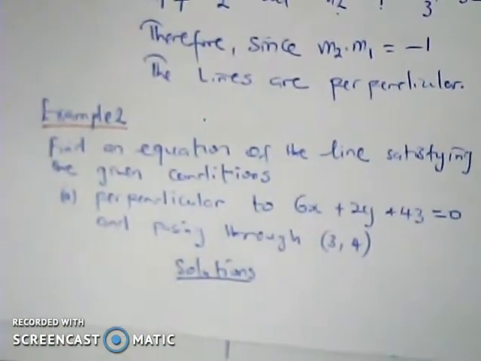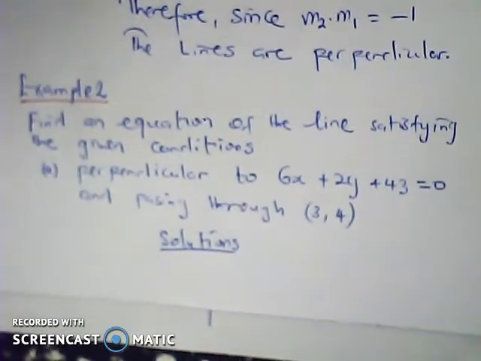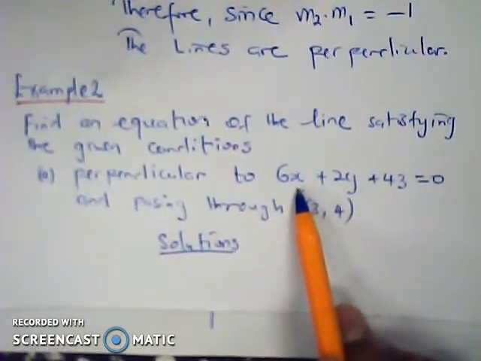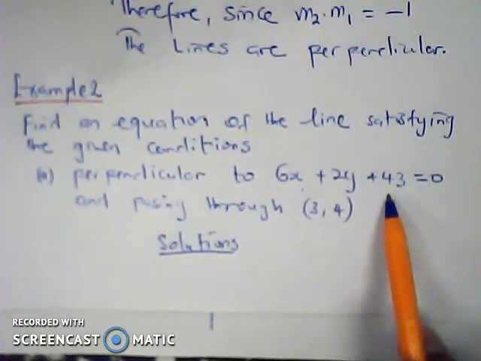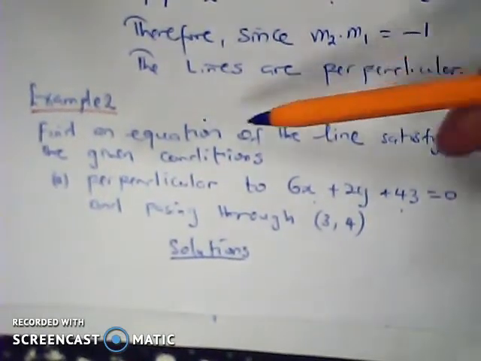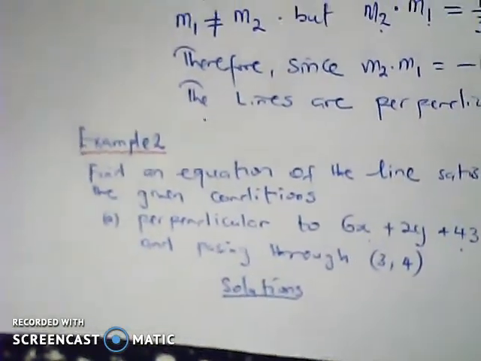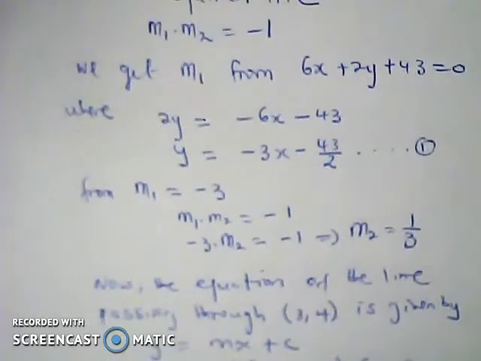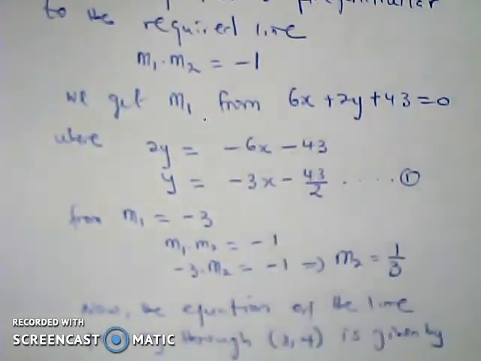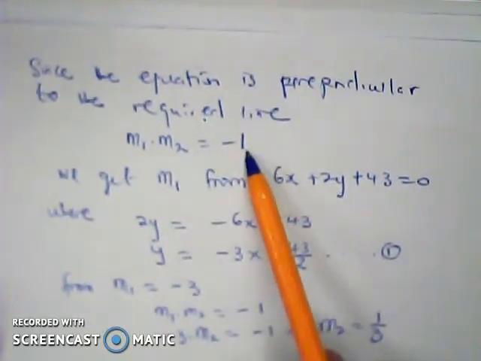Okay, so we look at the second example: find the equation of the line satisfying the given condition. The condition is that the line is perpendicular to the line 6x plus 2y plus 43 equals 0, and it passes through the point (3, 4). For me to get the equation of the line I'm looking for, I will assume it is the second line with a slope m2. So m2 multiplied by m1 must give me -1.